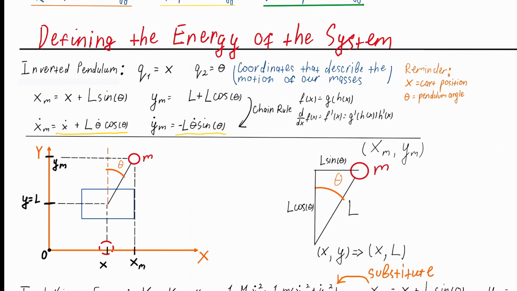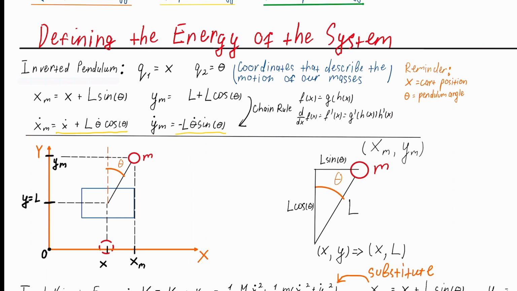Instead of using theta and x, we are going to describe the absolute xy position of the ball, denoted by x subscript lowercase m and y subscript lowercase m. x_m is equal to x plus length L times sine of theta, y_m equals L plus L times cosine of theta. We also need to find the derivatives with respect to time. Using the chain rule, we can find that x dot m equals x dot plus L times theta dot times cosine of theta. y dot m is equal to negative L times theta dot times sine of theta.